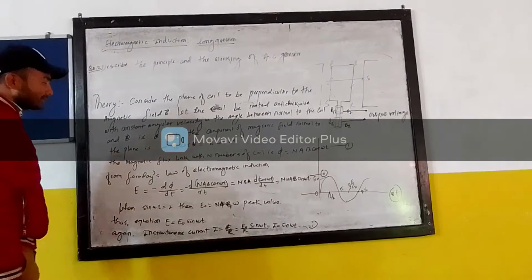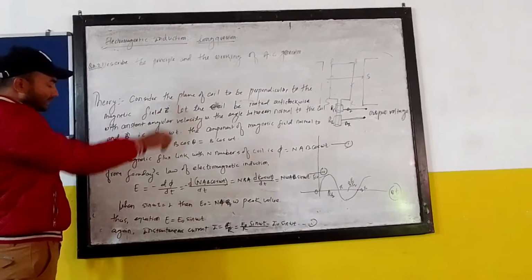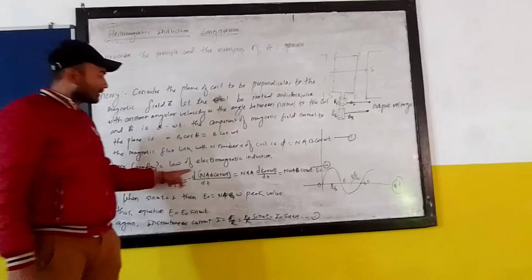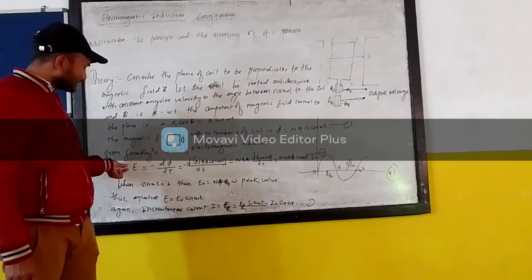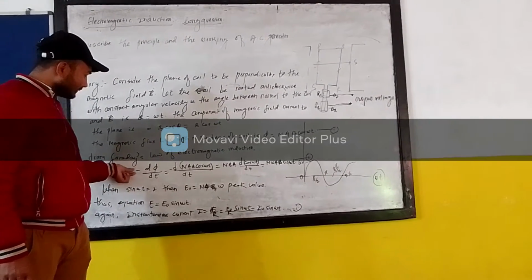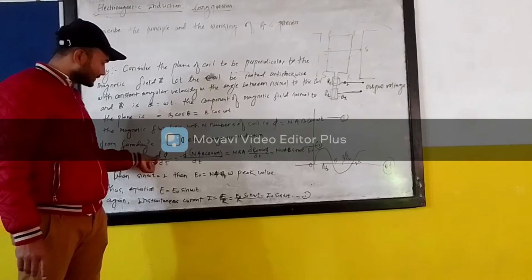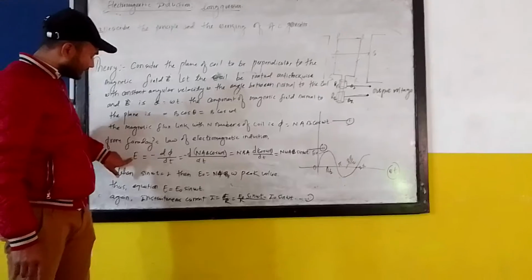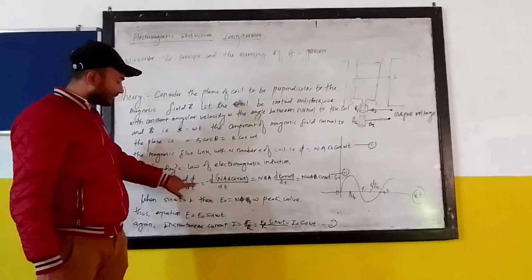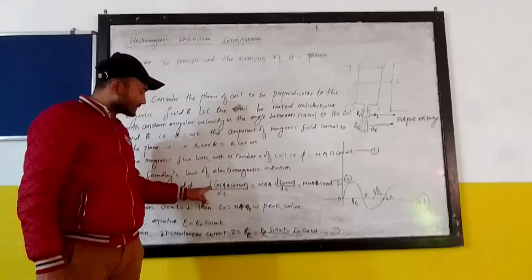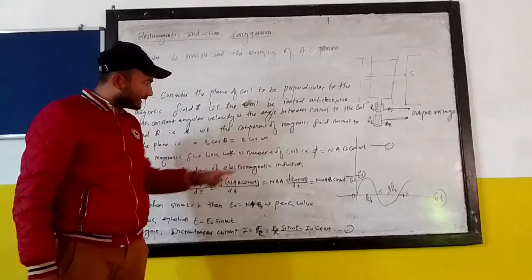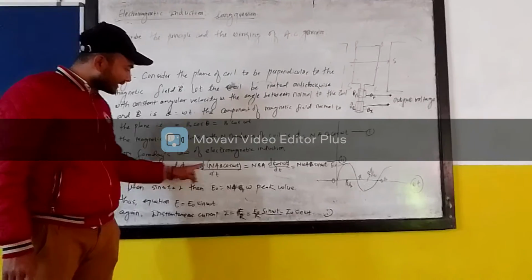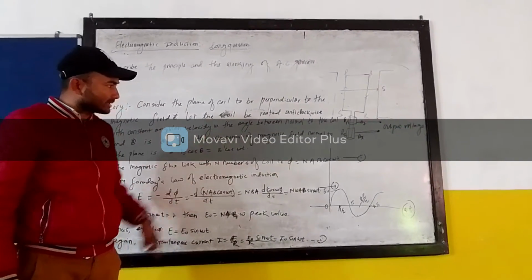So this is the total magnetic flux in this coil due to the magnets N and S. And from Faraday's law of electromagnetic induction, we can say EMF is directly proportional to the rate of change of magnetic flux. Mathematically we can write E equal to EMF equal to minus d phi by dt equal to minus d by dt of NAB cos omega t, from equation 1.